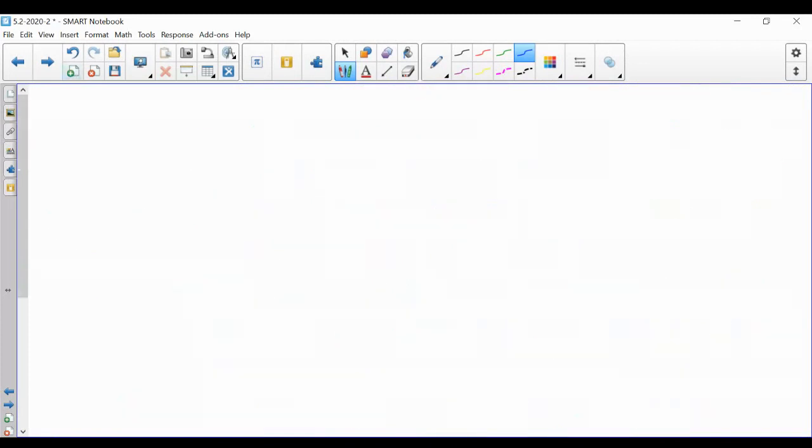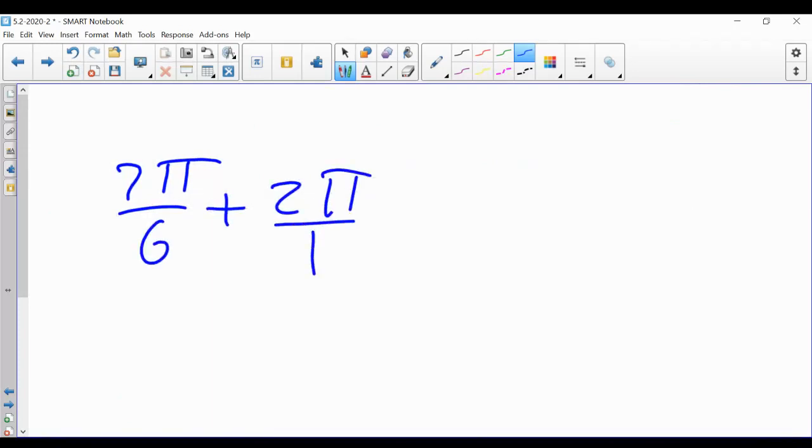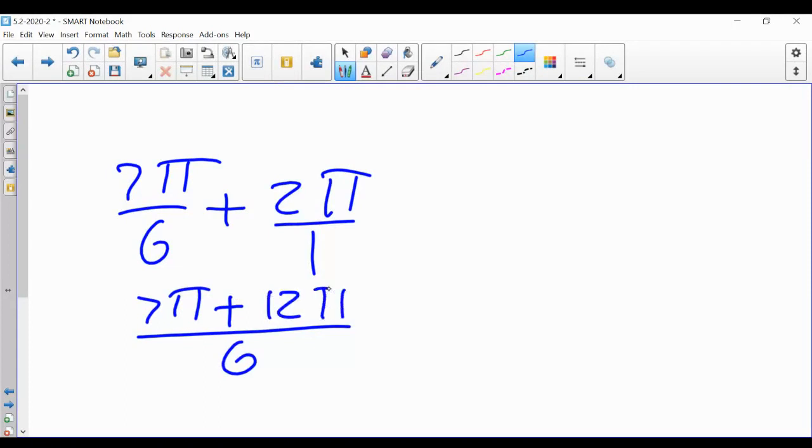So we have what? 7 pi over 6. So 7 pi over 6 plus 2 pi, put 2 pi over 1 if you like. Get a common denominator of 6. So this would be 7 pi plus, think of this as being 12 pi, right? You know how to get that, right? And that would give us what, 19 pi over 6? Does that make sense, Ryan?